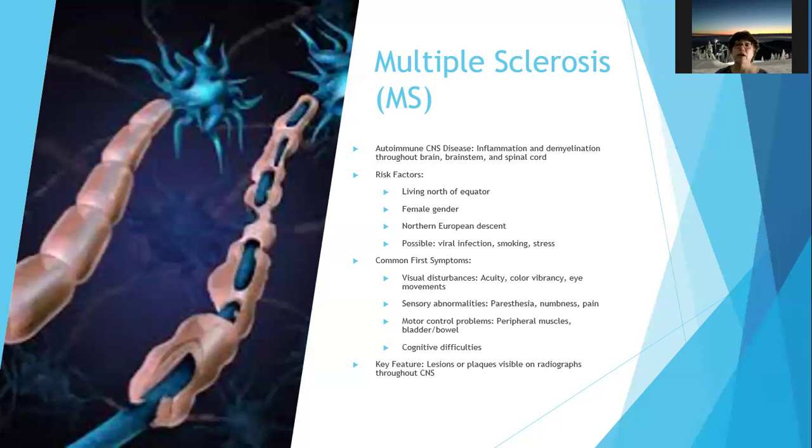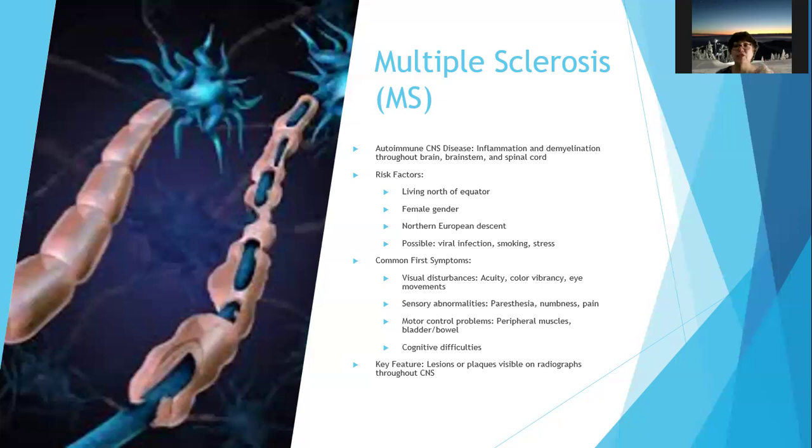So the common first symptoms are visual disturbances: acuity, color vibrancy, eye movements. A lot of people that I've worked with who have MS have said their first visual disturbance was like they were looking through a screen. So I thought that was interesting. And a lot of times people say, well, visual disturbance, I don't know what that is. And then they wait until they get something else before they go in.